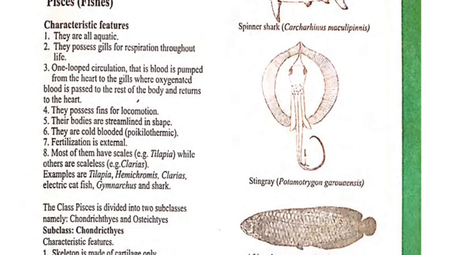They are not like mammalia. For example, mammalia have double circulation, where we have the pulmonary and the systemic circulation. These ones just have one looped circulation. They possess fins for locomotion. Their bodies are streamlined in shape. They are cold-blooded, as they are poikilothermic. Their fertilization is external. Most of them have scales, while others are scaleless.